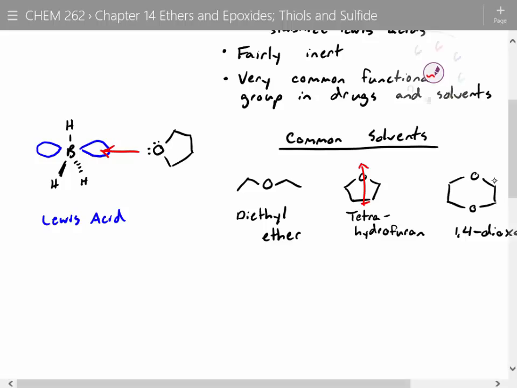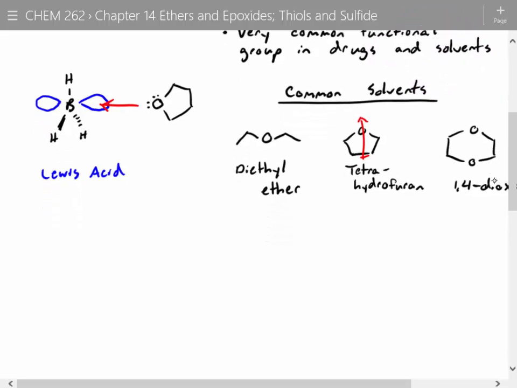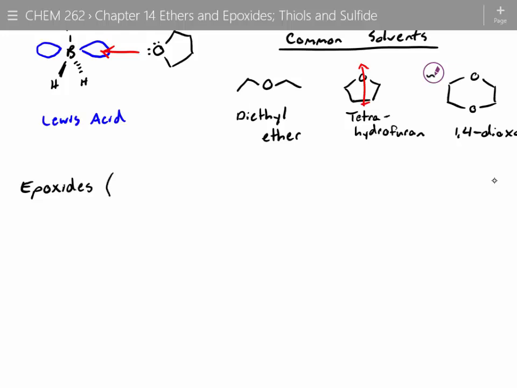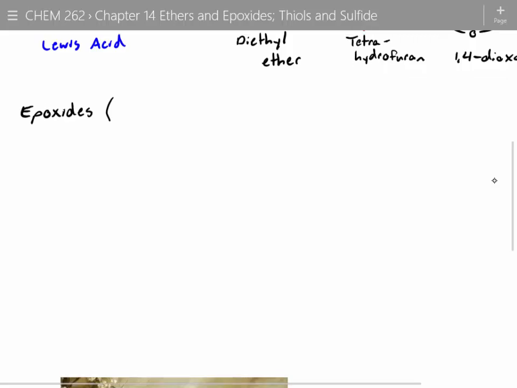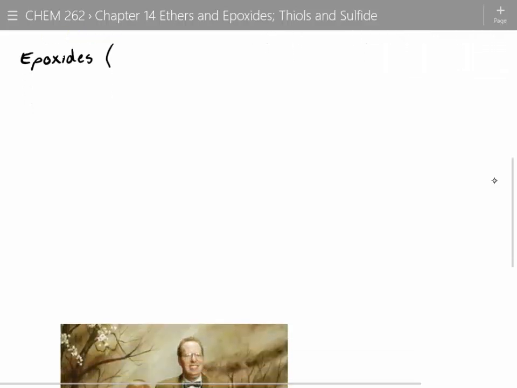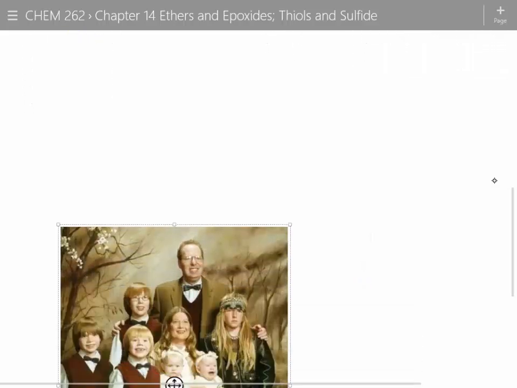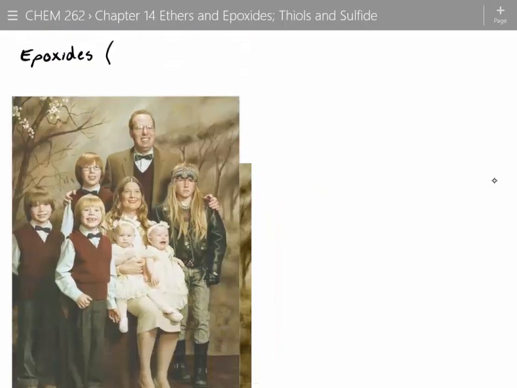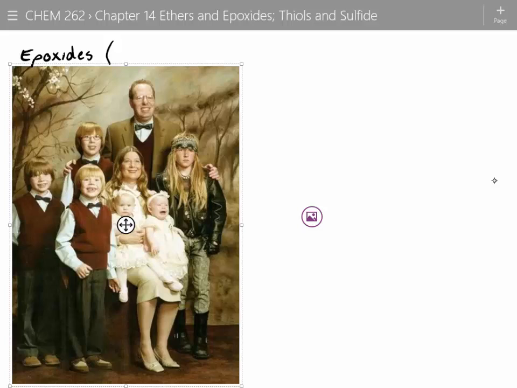The other ethers that we've already been exposed to are epoxides. And I saw this online and I thought it was a really good explanation of epoxides. It's a family portrait of the ether family.